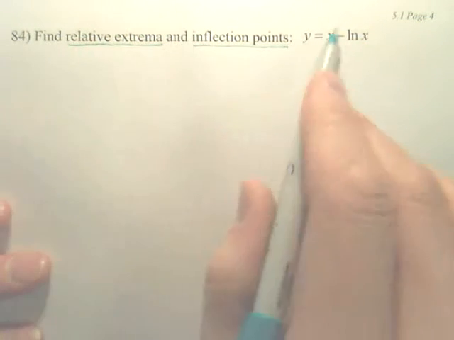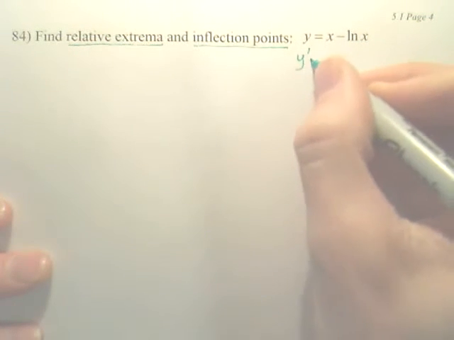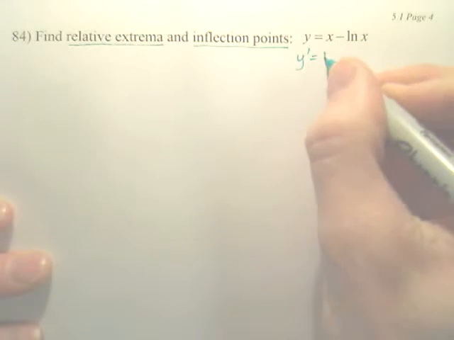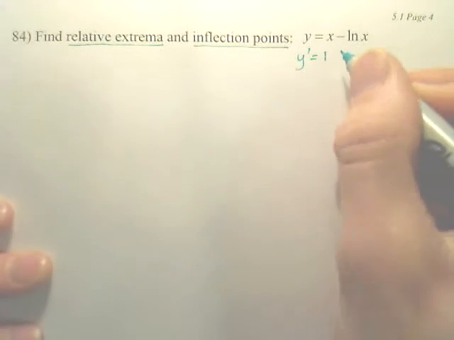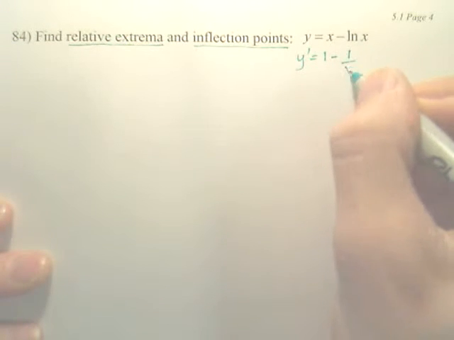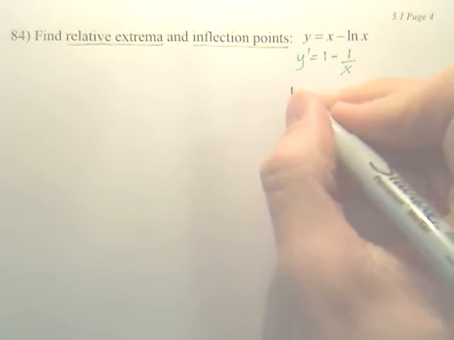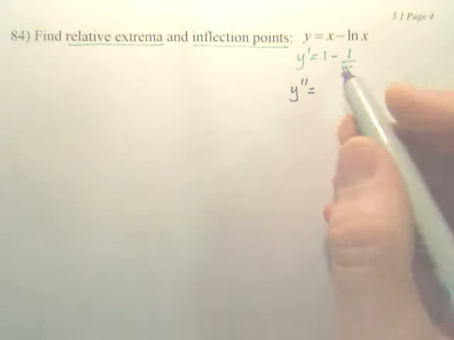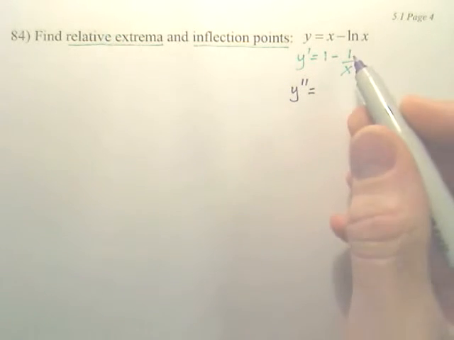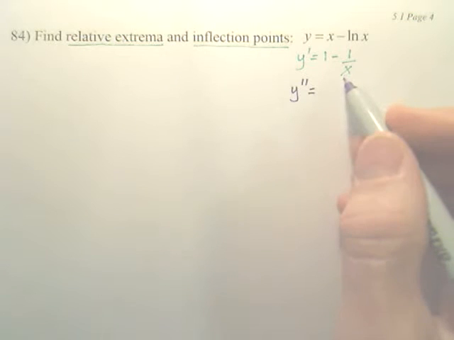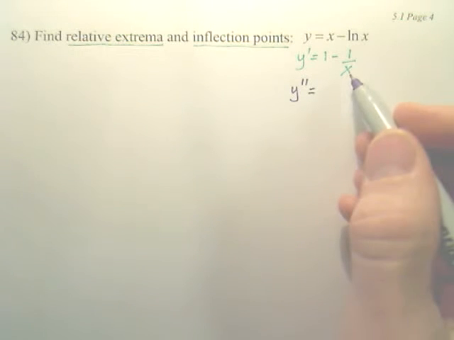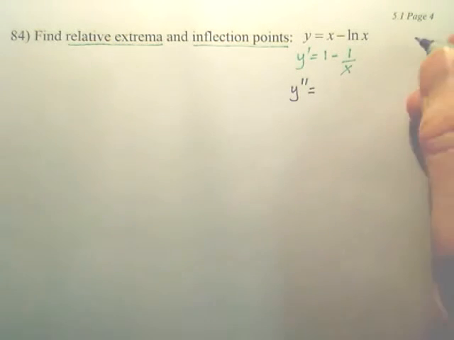So for this we need the first derivative, which isn't that bad. The derivative of x is 1. The derivative of ln x is 1 over x. Then let's get y prime right now, because we're going to need it in a second. The derivative of 1 is 0. Wait a second, 1 over x is a negative first. You guys got that? Let's go over here.